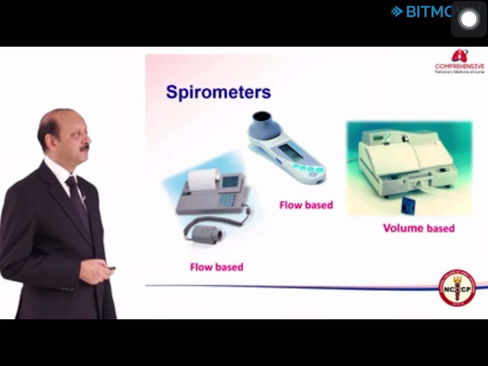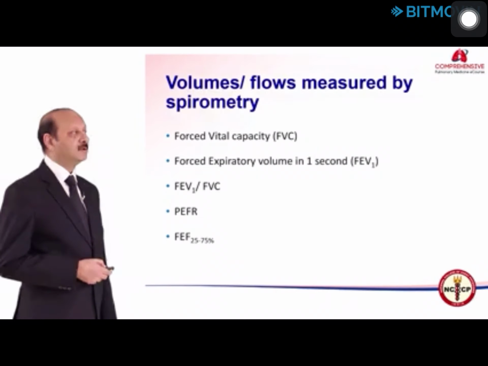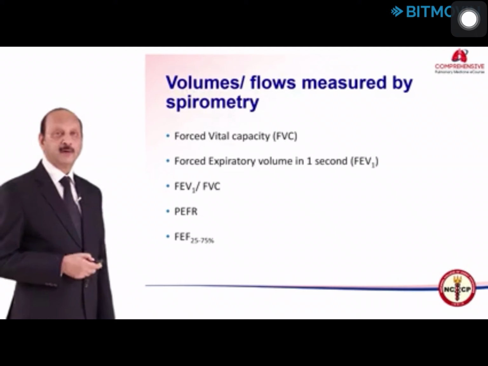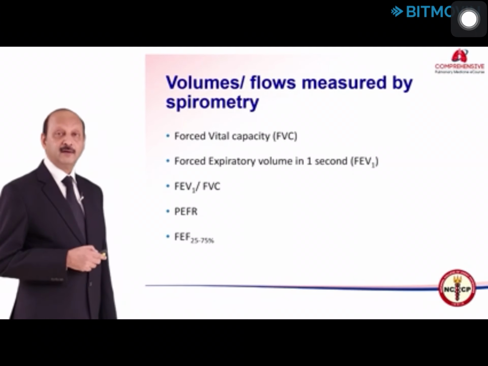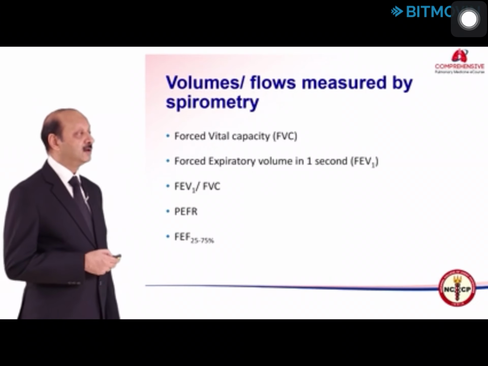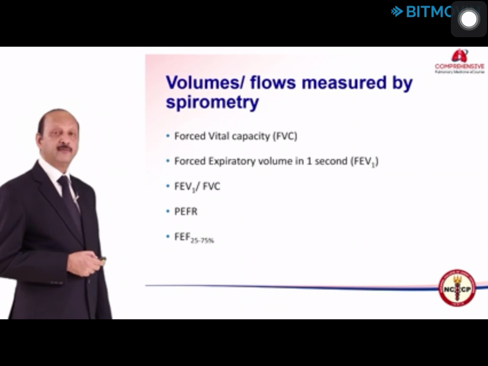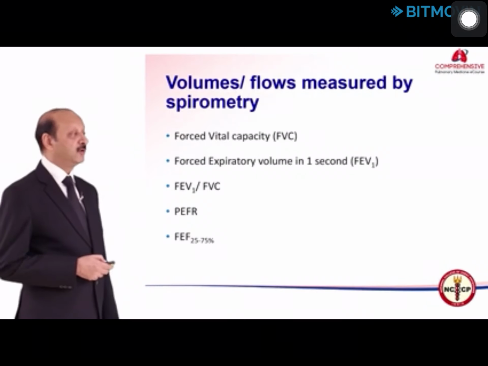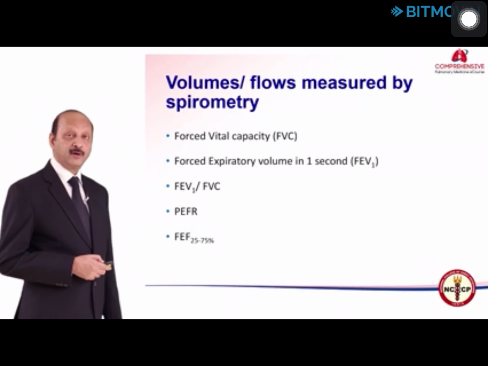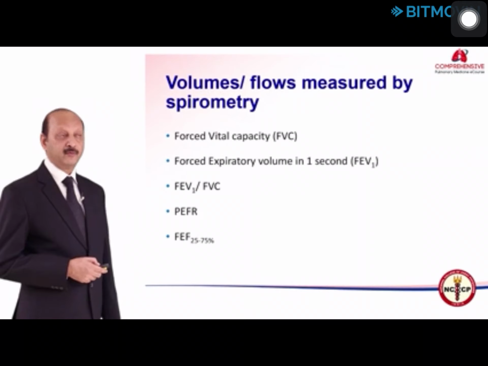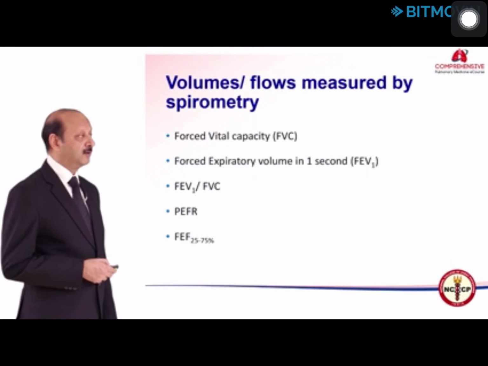When you see a report, you will find at least 15 to 20 parameters, but let me tell you, we just need these 4 or 5 parameters in most routine cases. They are the forced vital capacity, FVC; forced expiratory volume in 1 second, that is FEV1; the ratio of FEV1 to FVC; the peak expiratory flow rate, called PEFR; and the forced expiratory flow at 25 to 75% of vital capacity, called FEF 25 to 75. We will come to them one by one.